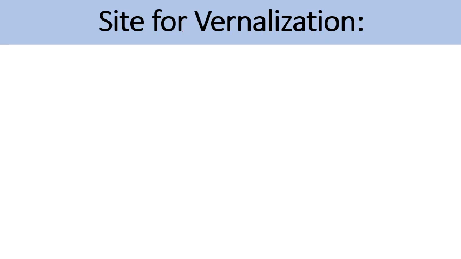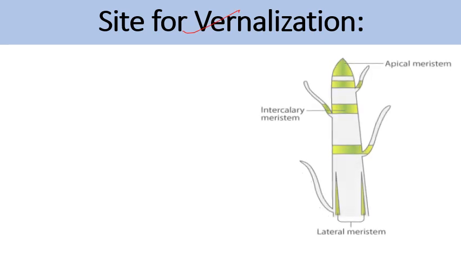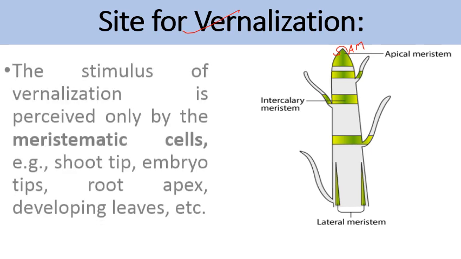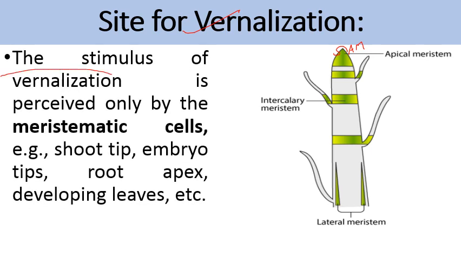Next comes the site of vernalization. Which part of the plant receives the stimulus of cold or low temperature treatment? Firstly, the growing regions, like the shoot apical meristem or root apical meristem. These are the regions which contain meristematic cells, which are continuously dividing cells. The stimulus of vernalization is perceived only by the meristematic cells, present in growing regions like shoot tip, embryo tips, root apex and developing leaves.